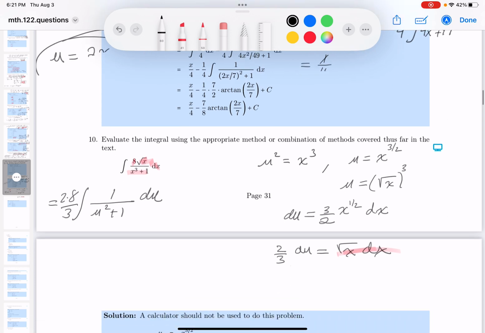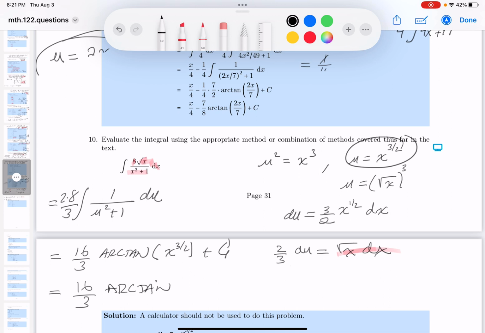Let's write this down. That's going to give me 16/3 arctangent of u. What's u? Oh, it's right over here. It's x to the 3/2 plus c. Now, by the way, I don't mind the way the answer is written. I do want to point out it might be a good idea to rewrite it in the same language the problem was spoken in. So it was spoken not with exponents, but with root symbols. So this is going to be arctan of x root x plus c.